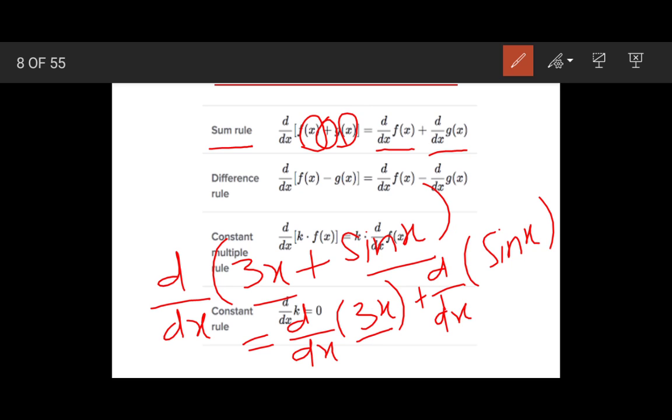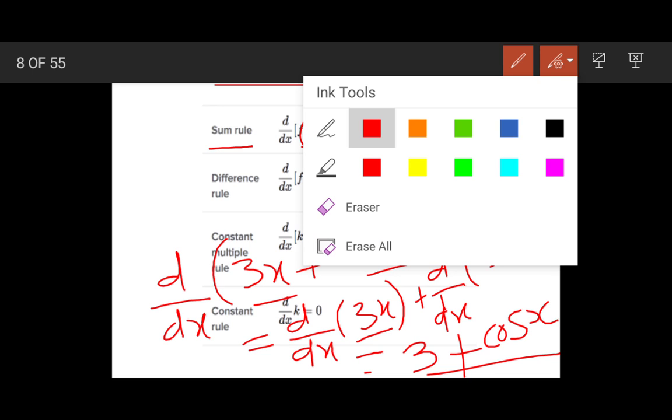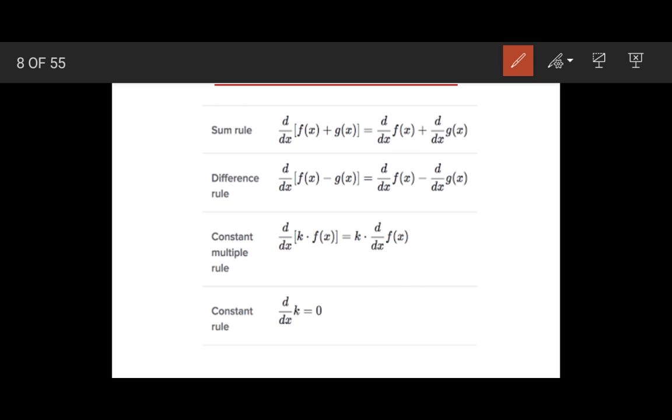Now derivative of kx is k. So derivative of 3x will be 3. Right? Derivative of kx is k, and hence derivative of 3x will be 3. Then plus derivative of sin x. Derivative of sin x is cos x. So derivative is 3 plus cos x. Okay, so sum rule is clear to everyone. Sum rule is, if there is a plus sign, then we can find derivative of first function plus derivative of second function. Then the second rule is the difference rule.